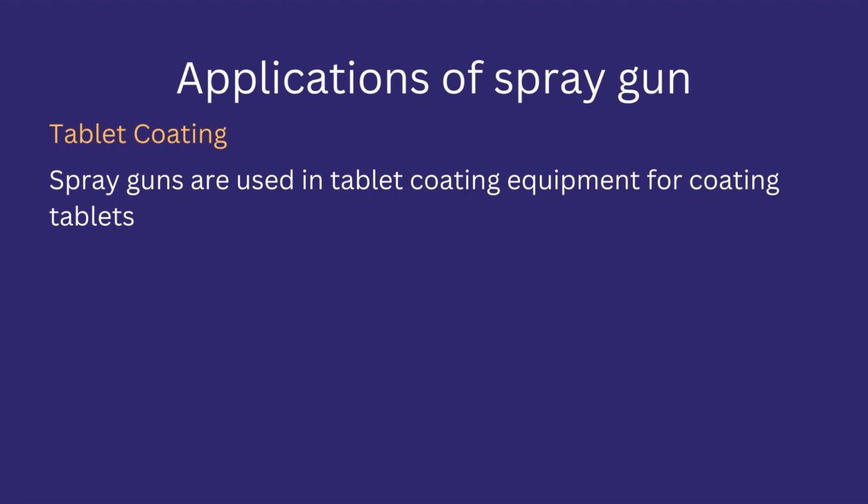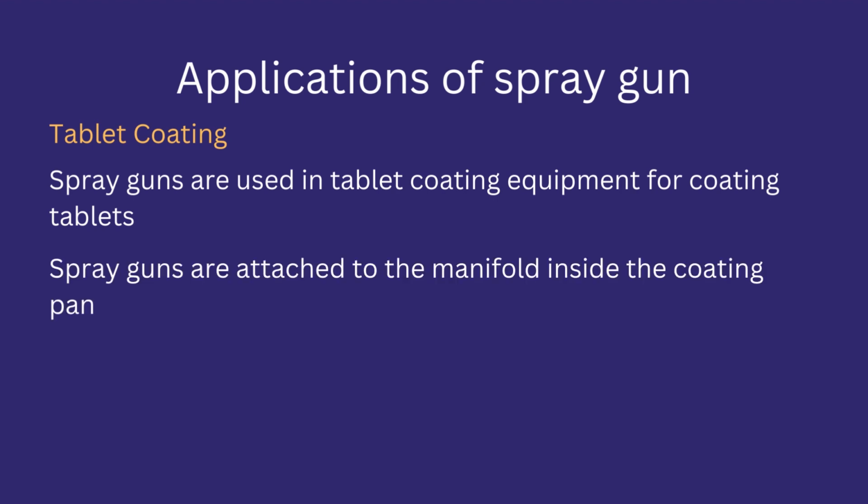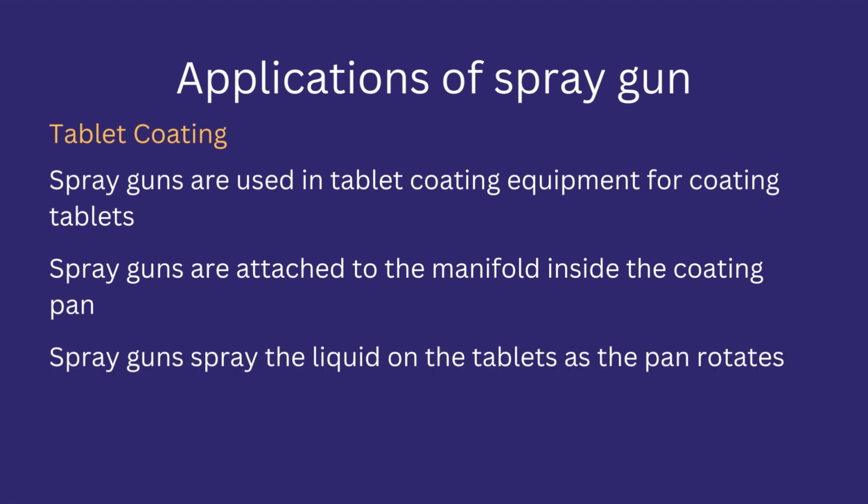Tablet coating. Spray guns are used in tablet coating to coat the surface of the tablet with the specified liquid. Spray guns are attached to the manifold inside the coating pan containing tablets. The coating pan continuously rotates during the coating process. The spray gun sprays the required liquid on the tablet bed as the pan rotates.